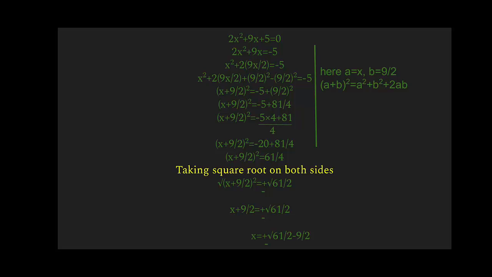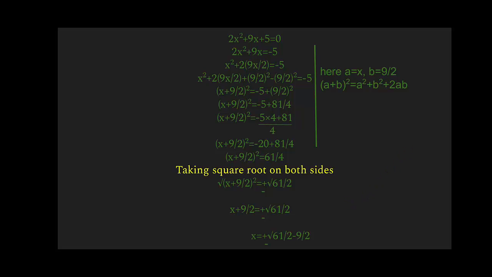This will get cancelled. Now all this is in the form of (a plus b) the whole thing squared is equal to, now this minus, if we send it this side, it will be plus 9 by 2. So 5 plus 9 square is 81 divided by 4. Taking the LCM, you will get minus 20 plus 81 divided by 4, which will give you 61 by 4. Now the final step will be taking square root.